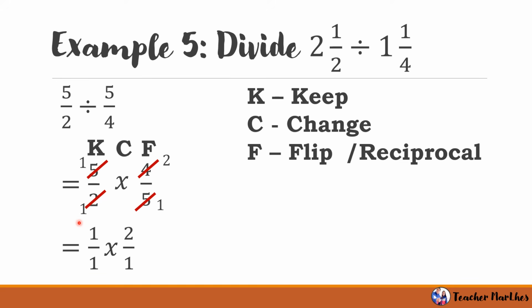Then multiply, we have 1 over 1 times 2 over 1. So 1 times 2 is equal to 2. 1 times 1 is equal to 1. So since 1 ang denominator, so 2 divided by 1 is equal to 2. So the answer is 2.